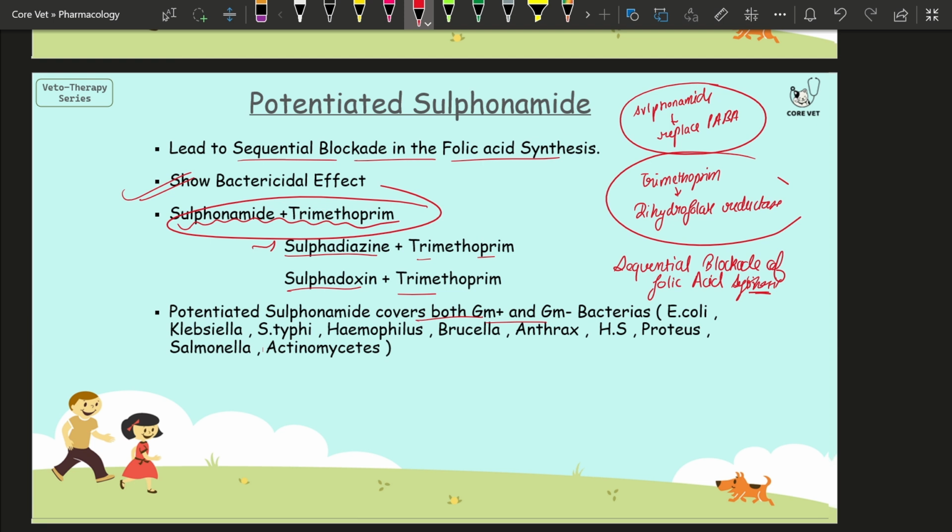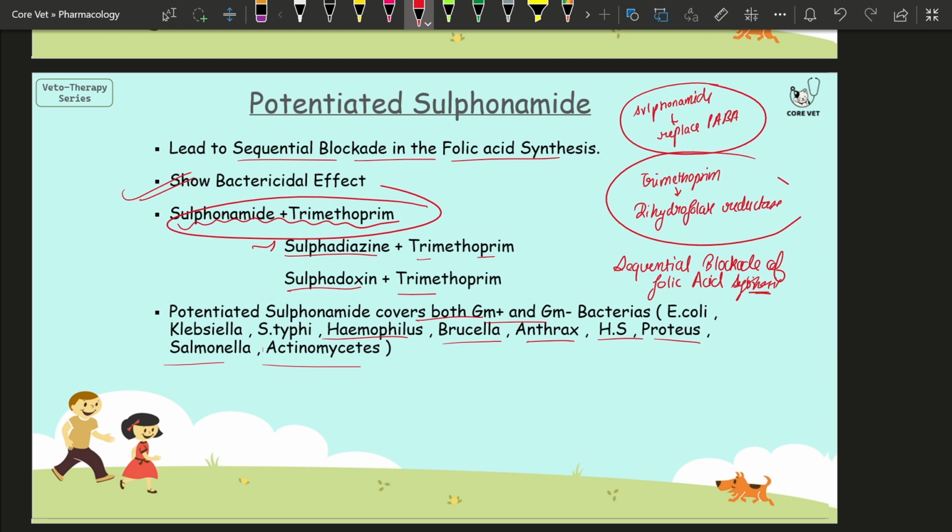So Klebsiella, Salmonella typhi, Haemophilus, Brucella, anthrax, HS, hemorrhagic septicemia, Proteus infection, Salmonella, and actinomycetes could all be treated with the help of the potentiated sulfonamide, depending upon the physiological condition of the particular patient. You should always take care of the current physiological condition of the patient. Likewise, crystalluria is more common in the case of the sulfonamide, right? So you should take care that there isn't an extra load on the kidney of the patient. That's why we prescribe plenty of water and a urinary alkalizer along with the sulfonamide drug.